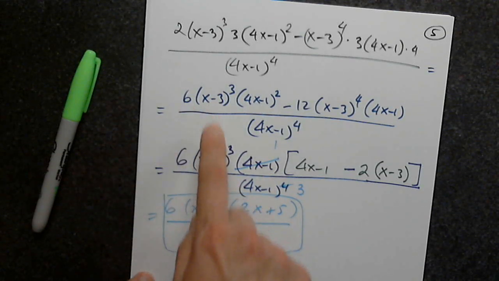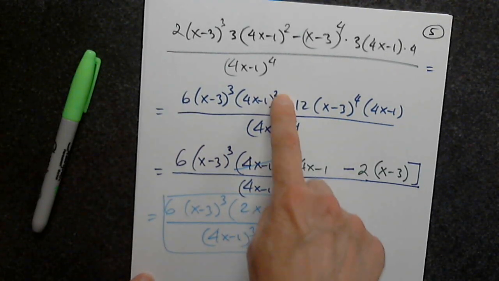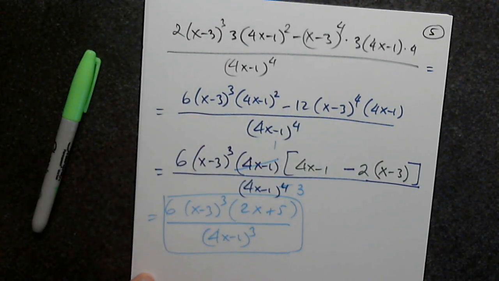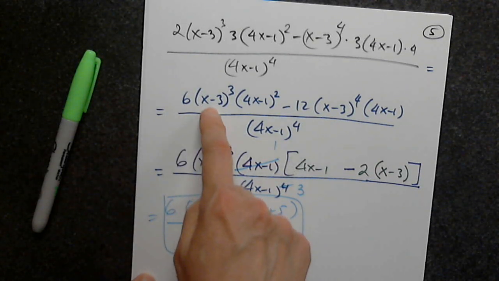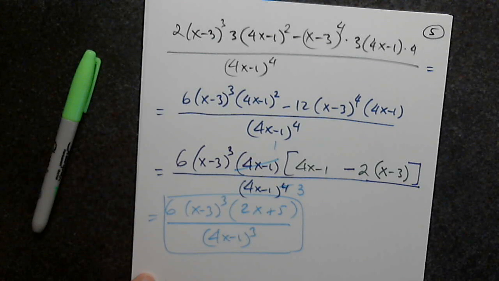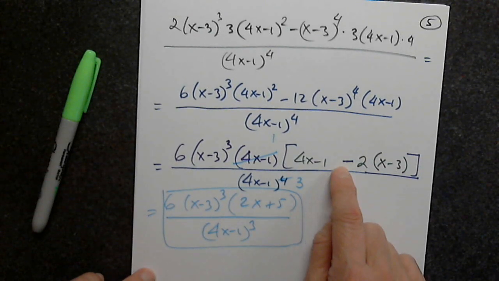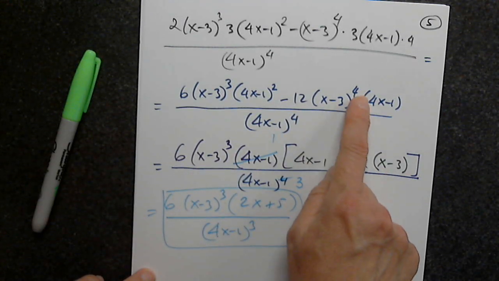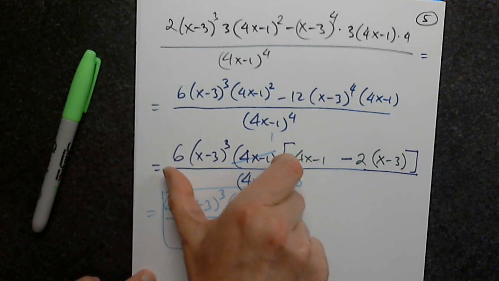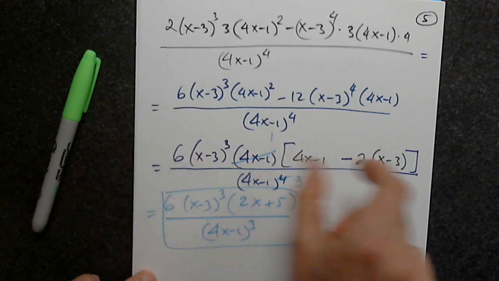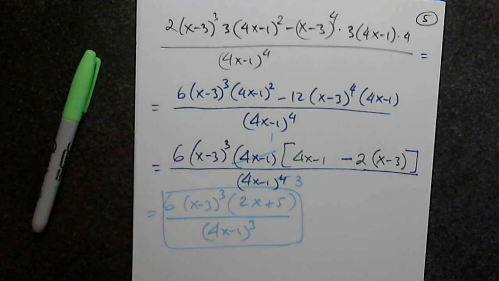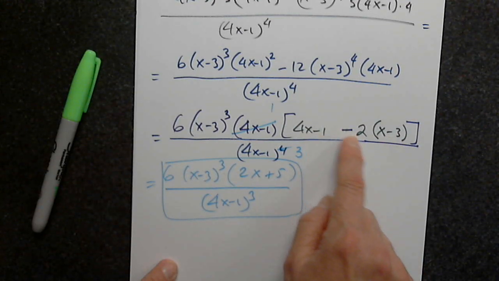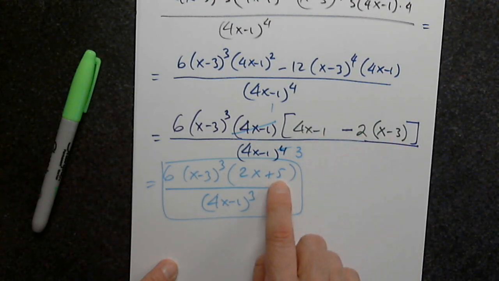Okay, so 6 is out, this is out, 2 of those are here, and 1 is out, so there is 1 left. If you multiply this by this, you get that piece. 6 (x minus 3) to the third, this times this is that. And then minus, this times this is 12, this times this is (x minus 3) to the fourth, and this is alone. So when you distribute this piece here, you get that. When you distribute this to this, you get that. And then you combine like terms. 4x minus 2x is 2x, and this is a negative 1 but positive 6. Negative 1 plus 6 is 5.